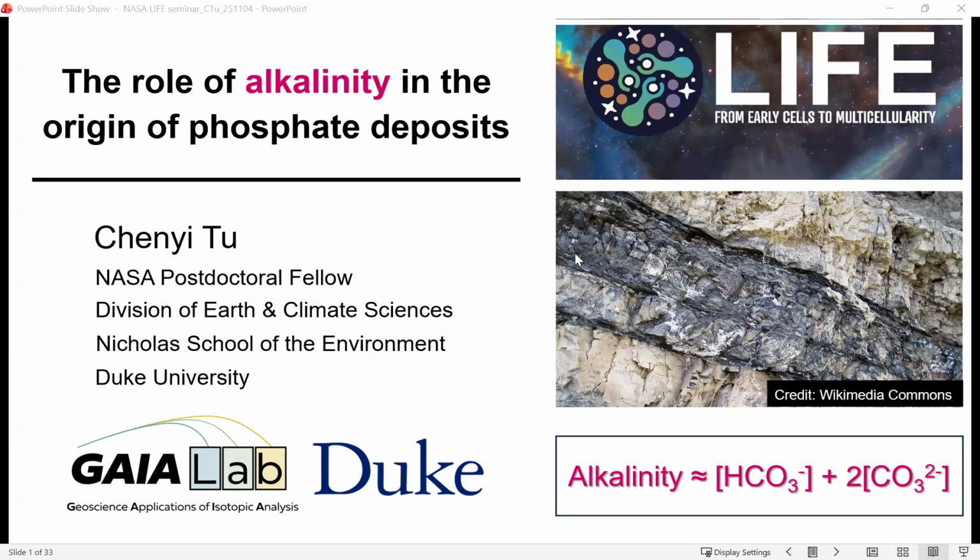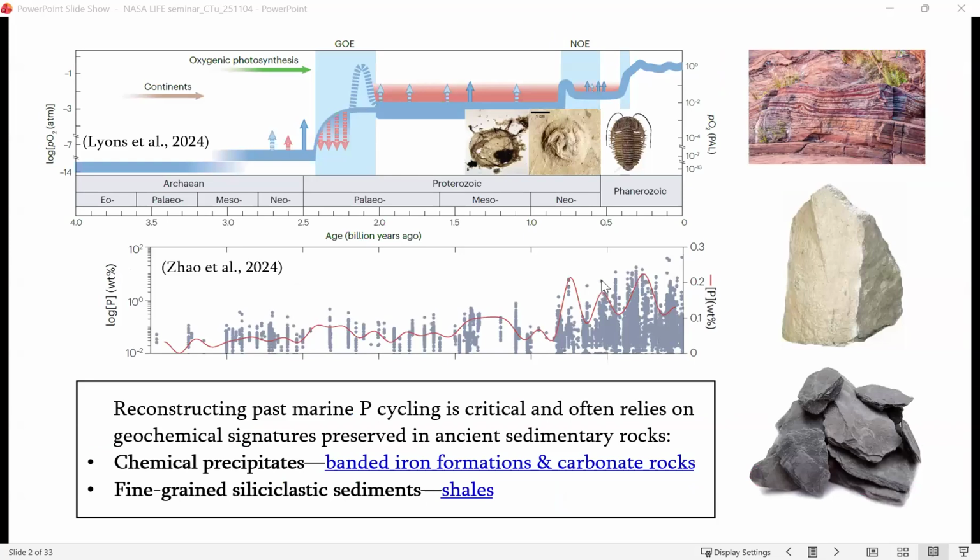Hi everyone, I'm Chenyi Tu, a NASA Postdoctoral Fellow at Duke University, working with Mike. Today I'm going to talk about the role of alkalinity in the origin of phosphate deposits. The evolution of the marine phosphorus cycle may have played a key role in shaping ocean-atmosphere oxygen levels, alongside major episodes of biospheric innovation and radiation throughout Earth's 4 billion-year history.